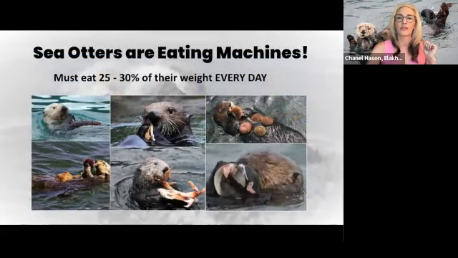There we go. So they are eating machines. They have to eat about 25% of their body weight a day to maintain that high metabolism since they don't have blubber. So a 70-pound sea otter needs to eat about 20 pounds of food every day, and that's about 3.6 tons a year. And you can see here their diet consists mostly of sea urchins, crabs, mussels, and clams, and each diet varies between individuals, which is usually based on what their mom taught them. So if their mom really liked clams, they're probably also going to really like clams. So there's not one specific diet for every sea otter. It varies.